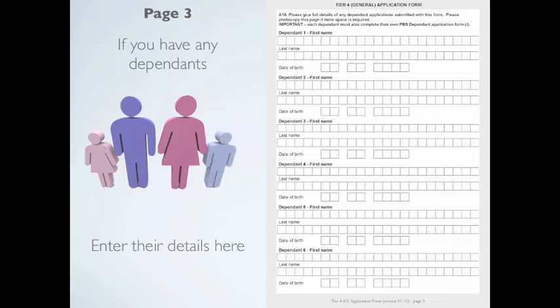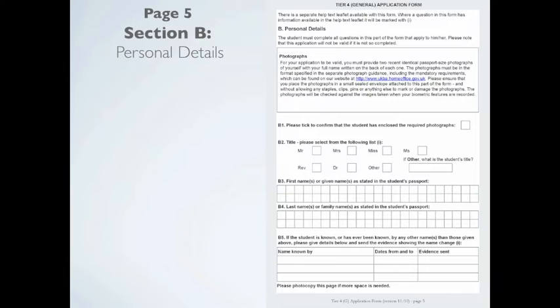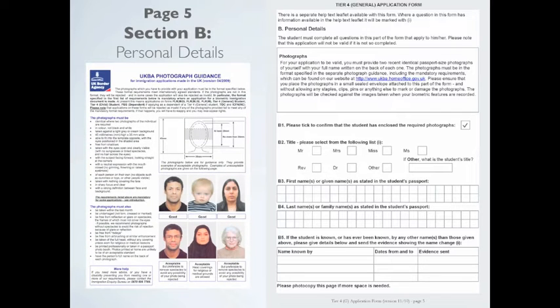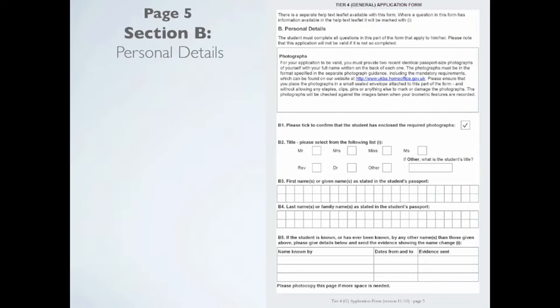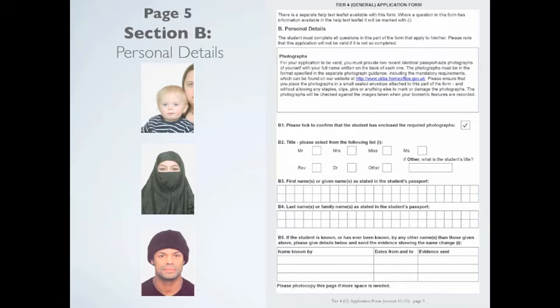A19. If you have any dependents who are applying at the same time as you, please enter their details here. Page 5, Section B, Personal Details. B1. Tick to show you are enclosing 2 photos. Please read the UKBA photo guidance to make sure your photos completely meet the requirements. If you send unacceptable photos, your application will be returned to you as invalid.